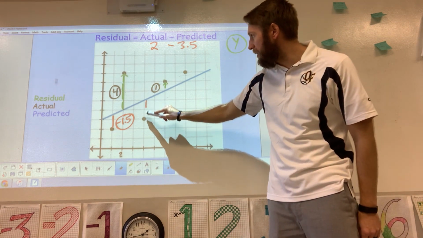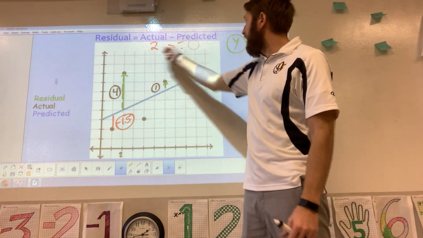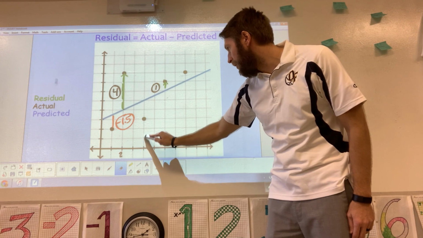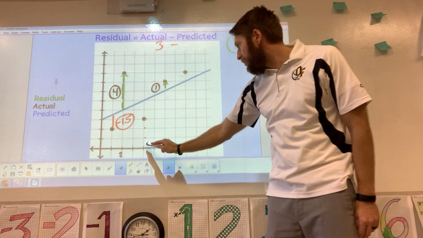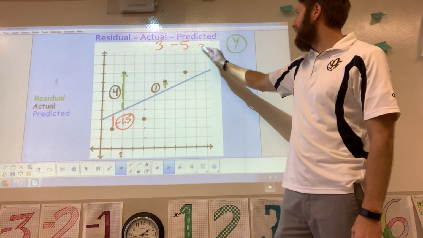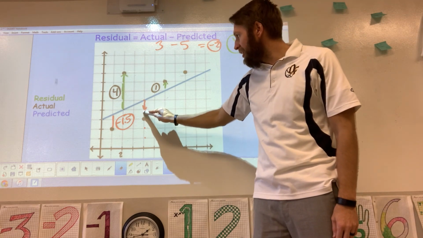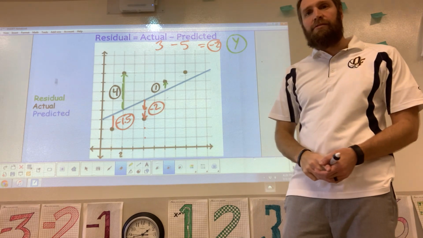This one right here looks to be a residual of negative 2. We want to make sure that we can go ahead and calculate that. So you're going to take the actual data. This point right here is 3. And the predicted value was 5. 3 minus 5 is negative 2. So negative 2 is my residual. I have 2 spots underneath, and that's why I have a negative residual.